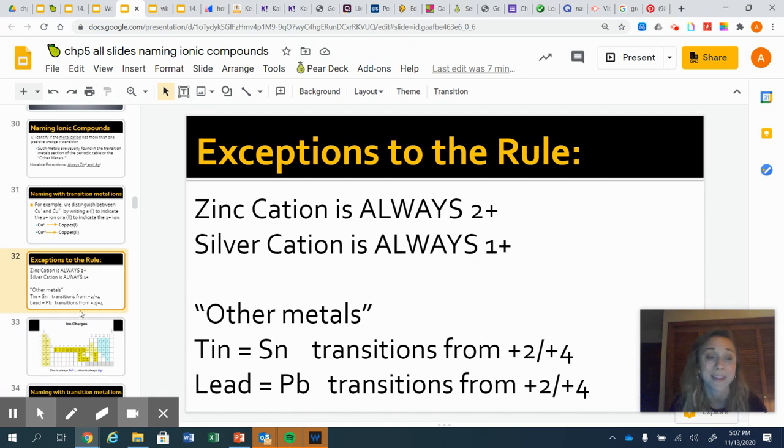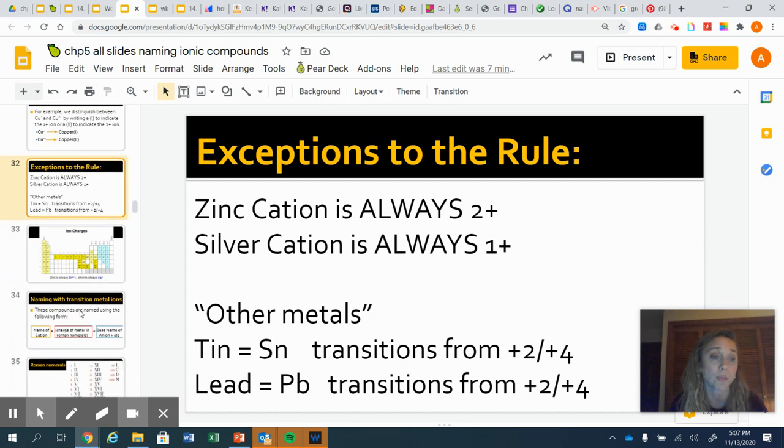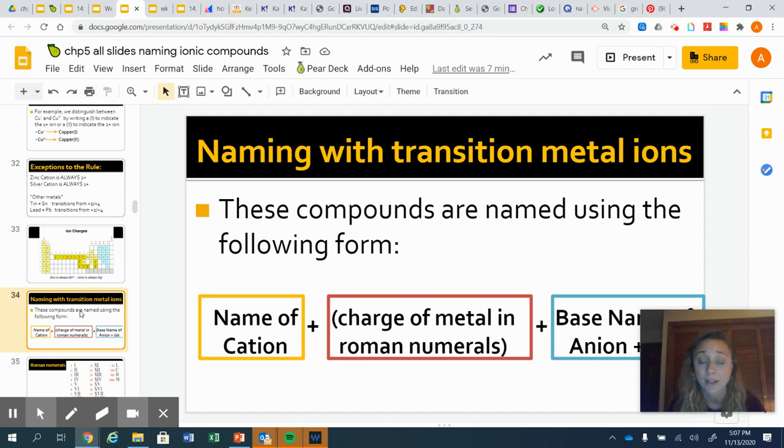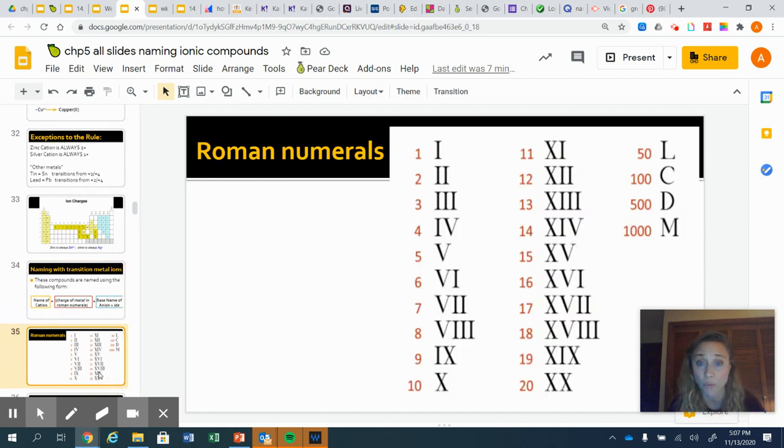So now you know, if you have a cation that's a transitioning element, you're going to need to use a Roman numeral, but that's it. That's the only change. You still name the cation first for those with transitioning metal ions, and it's still an ionic compound. Then you're going to say the charge of that transitioning cation in Roman numerals, and then you're going to say the anion with an -ide ending. You just have to know your Roman numerals, though.